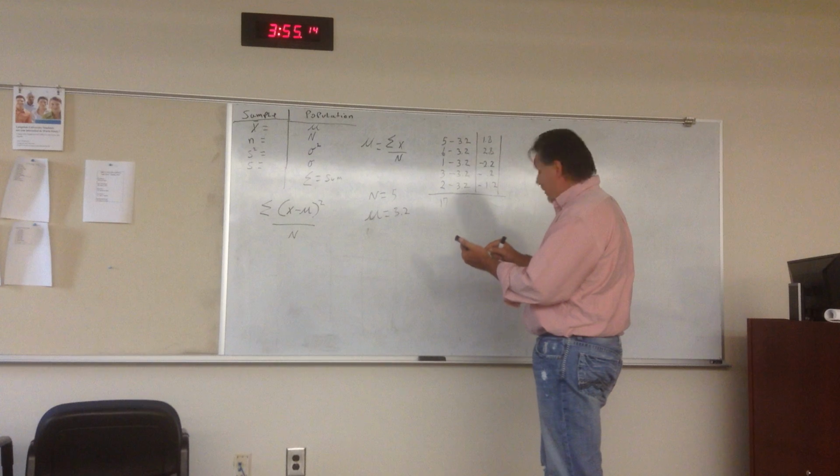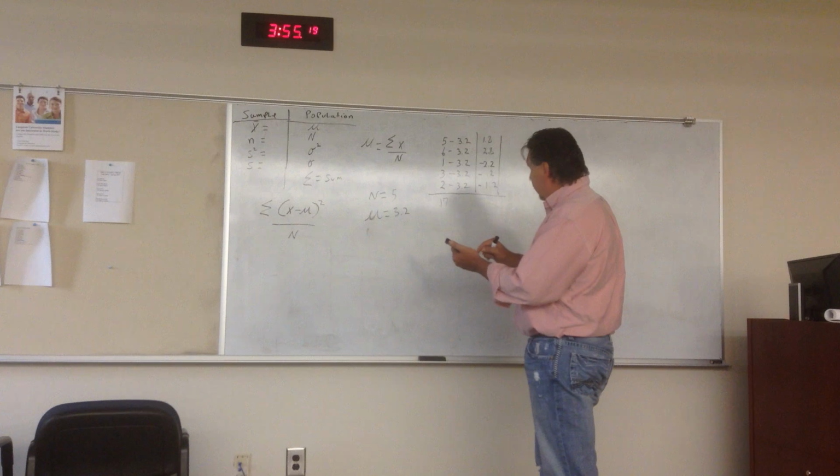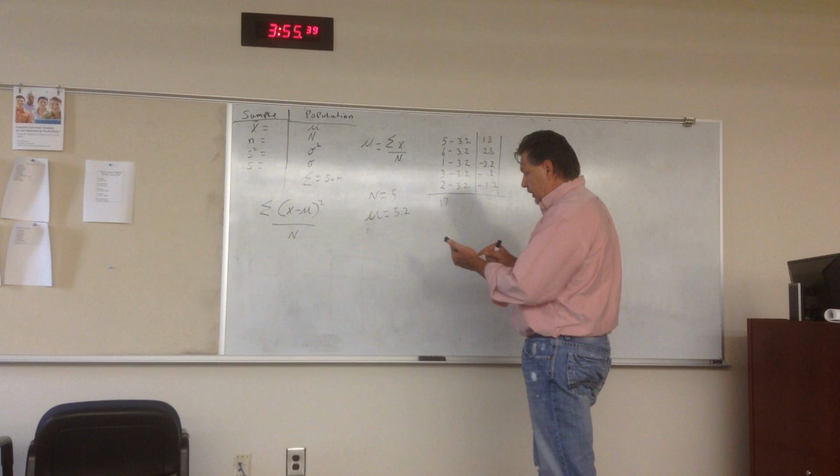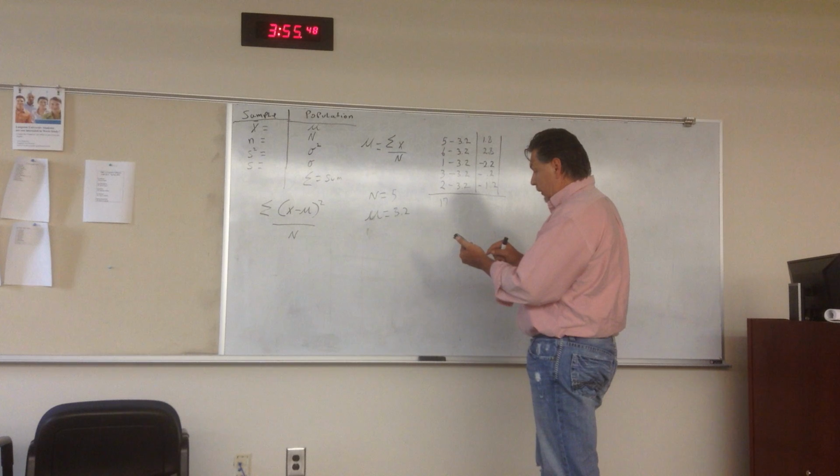So I've got 5 minus 3.2, and that is 1.8, that's correct. I've got 6 minus 3.2, and that is 2.8, that's correct. I've got 1 minus 3.2, which is a negative 2.2, that's correct. I've got 3 minus 3.2, and that's a negative 0.2, that's correct. And then I've got 2 minus 3.2 equals negative 1.2.